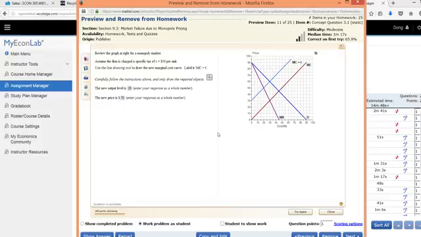Excellent. So I just used this question as an example to show you how to determine the optimal level of production and the price for a monopoly, especially given a change in its marginal cost curve. For example, when the tax is levied on the monopoly's products.